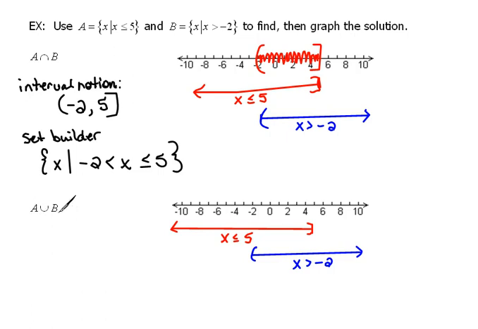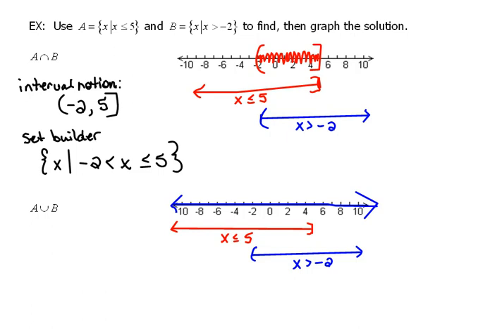But now I'm looking to join those things together, or union them, which is exactly what it says it is. It's a joining of both of those. Well, if I join both of these sets together, now we're going to be talking about every single number along the number line, because everything from 5 to the left would be part of this solution. Everything from -2 to the right would be this solution. So when I join them together, it's everything.